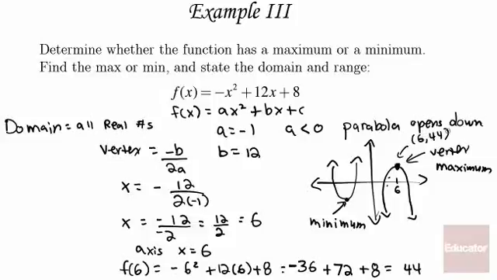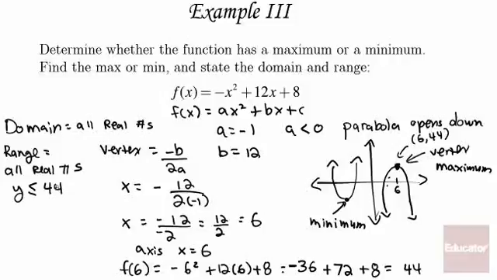And what that's telling me is this is the largest y is ever going to get. Now, y can be an infinite number of smaller values, but this is the maximum it's going to get. Therefore, the range is actually all real numbers where y is less than or equal to 44.